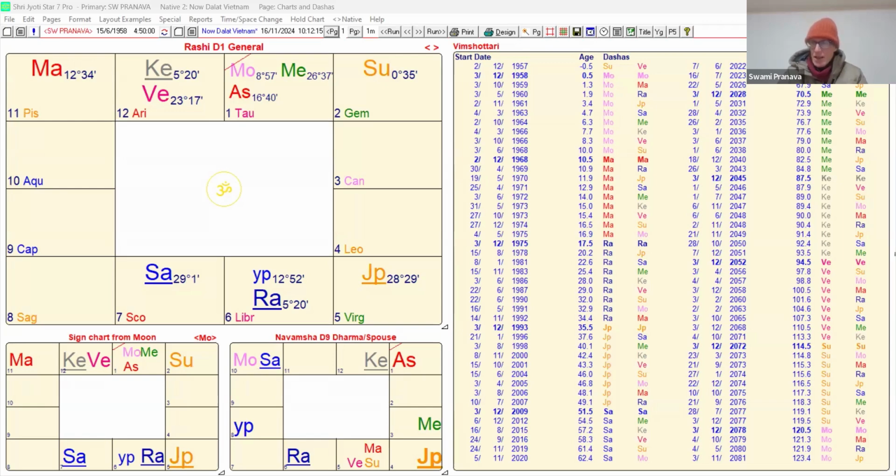And then there are 12 signs. As we move around the chart, we see the first sign is here, Aries. A-R-I means Aries. And then we have Taurus, Gemini, Cancer, Leo, Virgo, Libra, Scorpio, Sagittarius, Capricorn, Aquarius, and Pisces. So those are the 12 signs. And I've already written some documents that explain the 12 signs, so I won't go through that in detail right now.